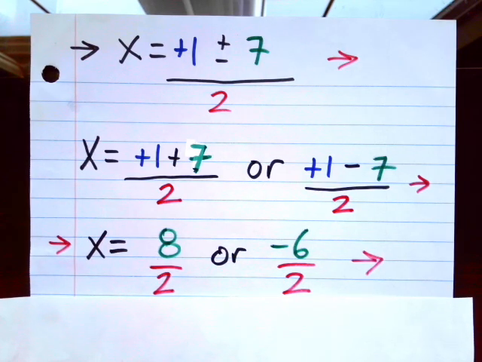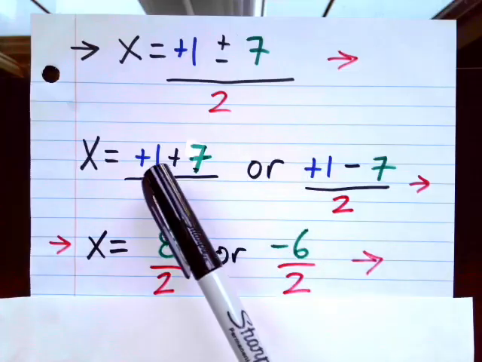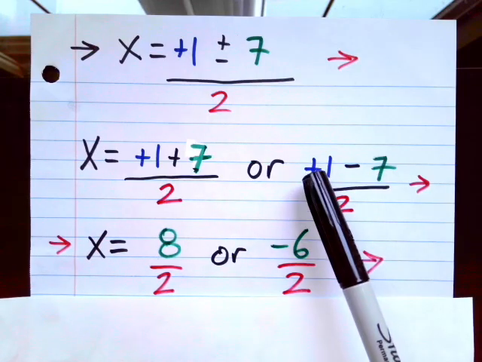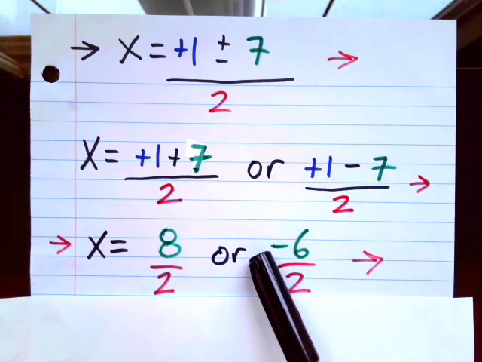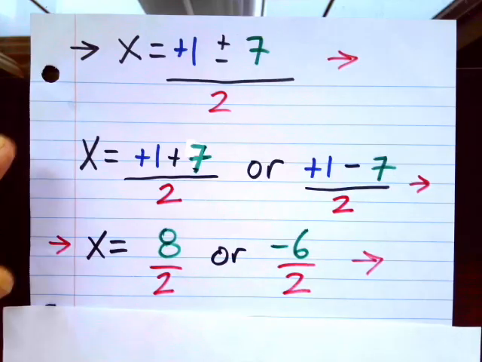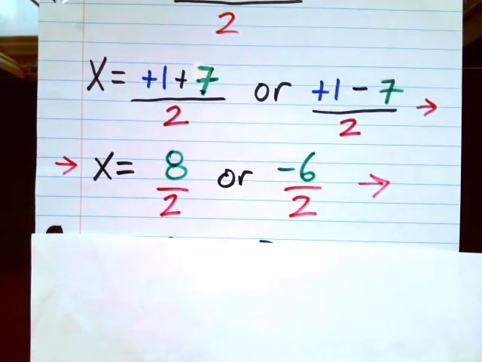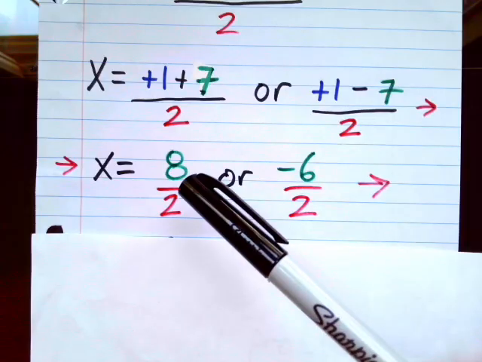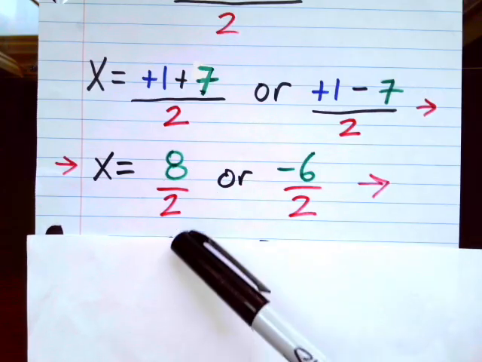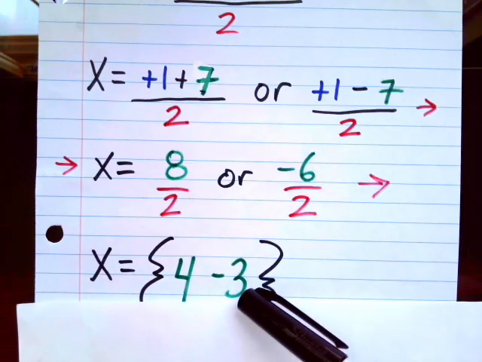So as we continue, using order of operations, we add and or subtract. So 1 plus 7 is 8 divided by 2, or 8 over 2. 1 minus 7 over 2 is a negative 6 over 2. Now to simplify these fractions, every fraction is a division problem. If you haven't seen my fraction videos, please help yourself and check those out. So 8 divided by 2 is 4. Negative 6 divided by 2 is a negative 3.